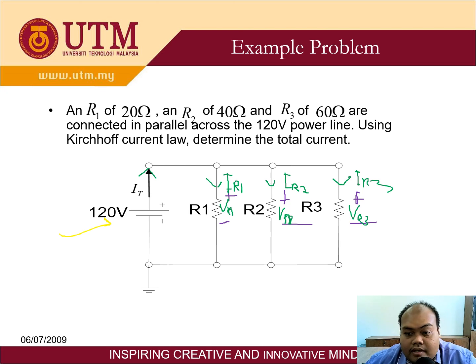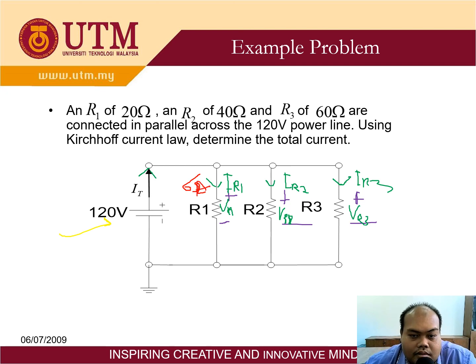So voltage, as I said before, is the same as the source because it is in parallel. So 120. Now you have to calculate what is IR1. Using Ohm's law, IR1 is equal to VR1 divided by R1. So 120 divided by 20, you get 6 ampere.